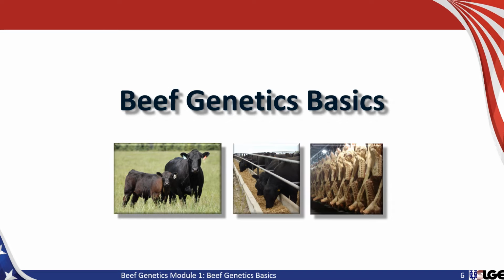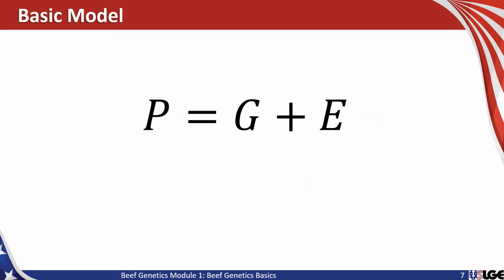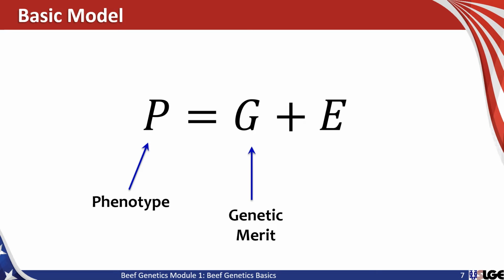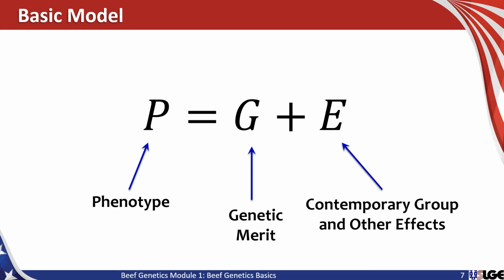As we continue to think about beef genetics basics, our first step is to review the genetic model. So the basic model we use in genetic evaluation in beef cattle, like many other domesticated livestock species, is this: that the phenotype of an individual animal is a function of both the genetics that it inherits from its parents, as well as the environment in which it's reared. So we partition phenotype into genetic and environmental effects.